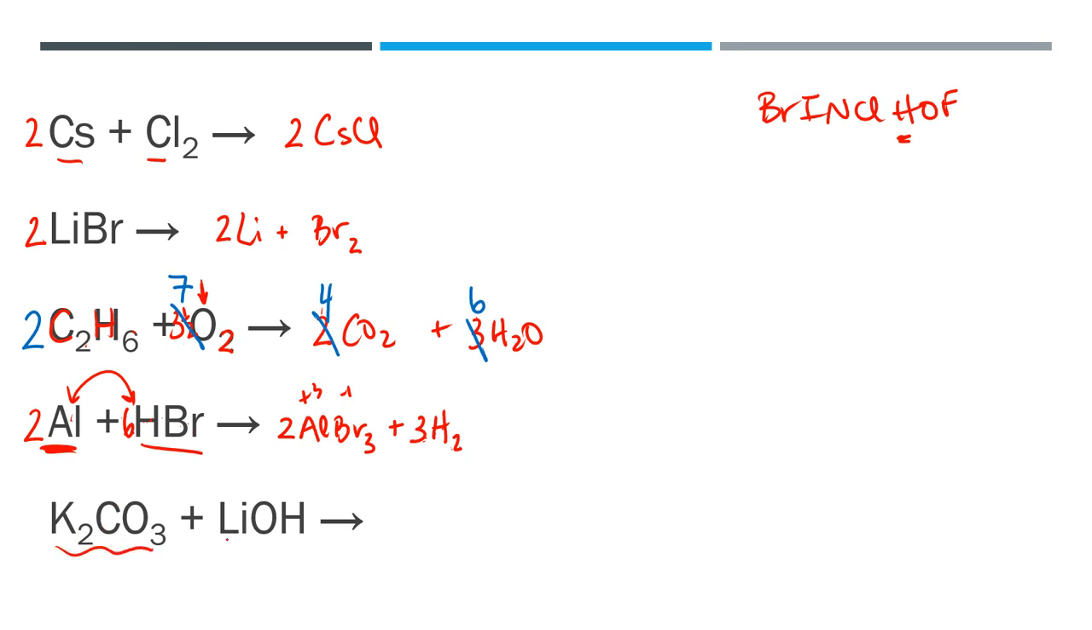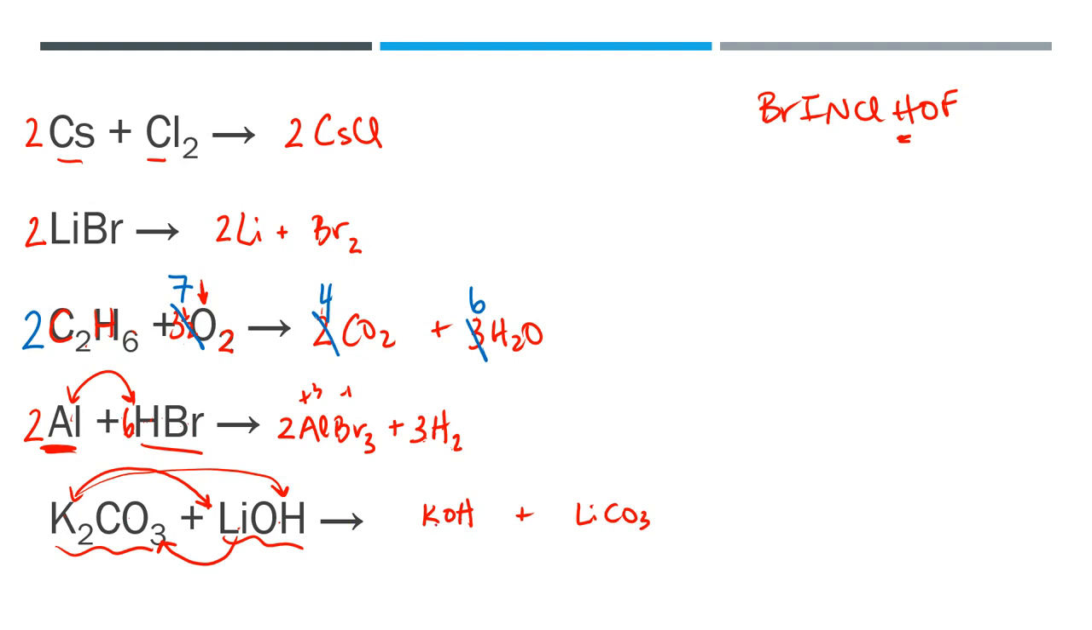Last one, I have compound, no single elements, no oxygen gas. More than one compound is going to make this a double replacement reaction. My 2 metals, potassium and lithium, are going to trade places. So instead of potassium on carbonate, I'm going to put potassium on hydroxide. And instead of lithium on hydroxide, I'm going to put lithium on carbonate. Lots of things to think about.